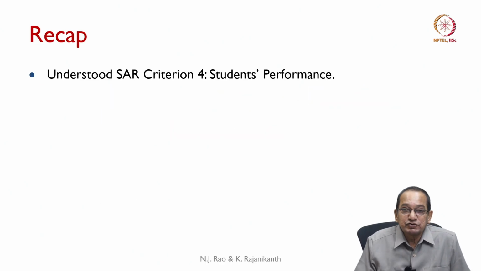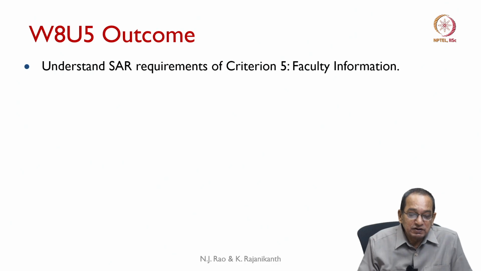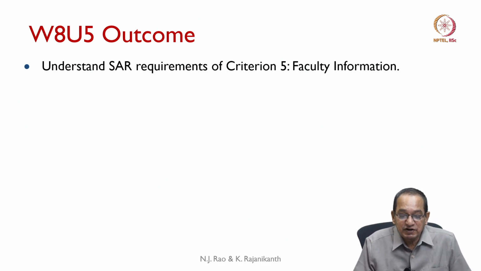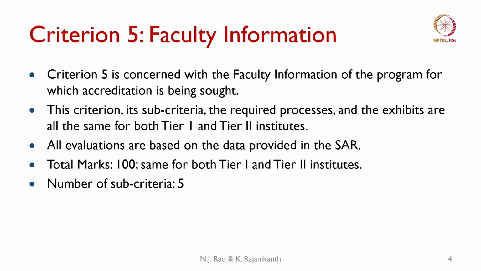In the last unit, we understood the SCR Criterion 4 on students' performance. The outcome of this unit is to understand SCR requirements of Criterion 5 Faculty Information. So, this criterion is concerned with faculty information.